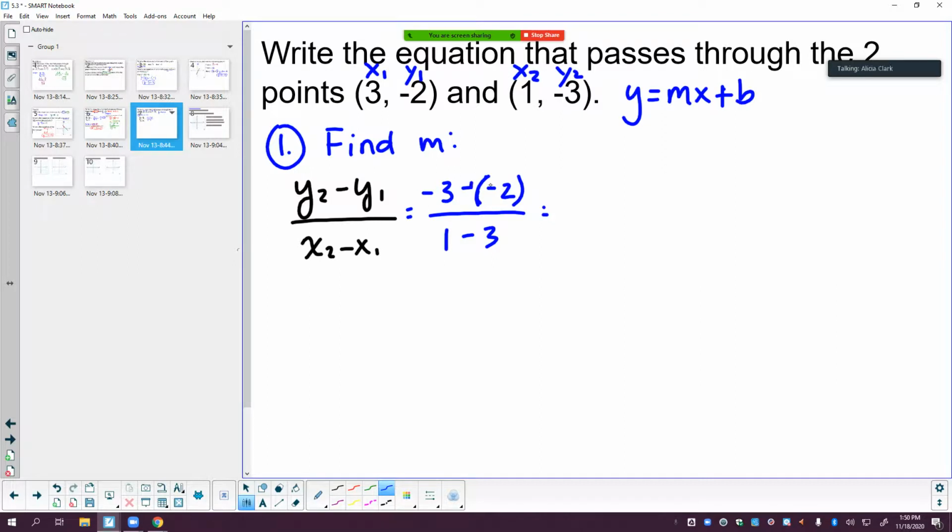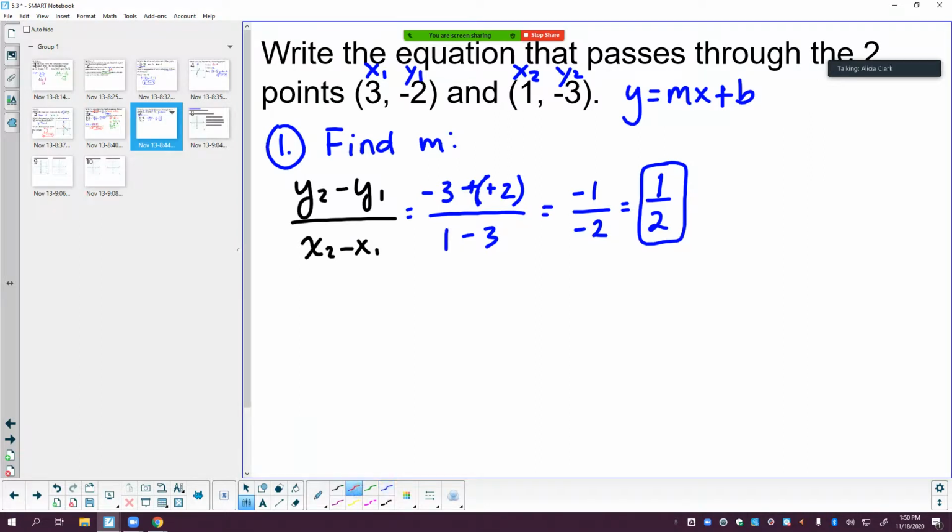So keep change opposite up on the top. Negative 3 plus 2 is negative 1. 1 minus 3 is negative 2. Now, this obviously cannot be reduced, but you can simplify this. Negative 1 over negative 2 turns into a positive 1/2. Any questions about finding the slope? That's what we did yesterday, so we should be good with that part.